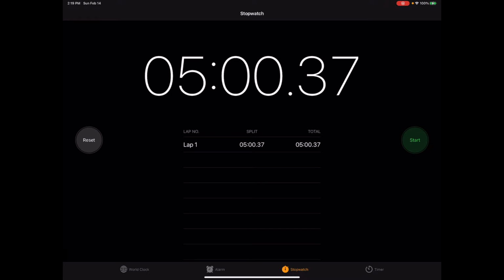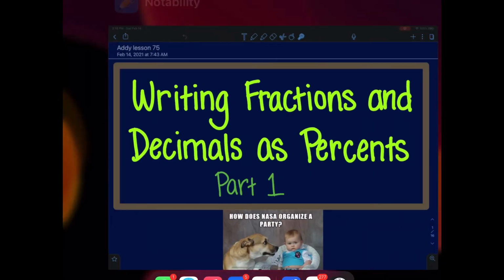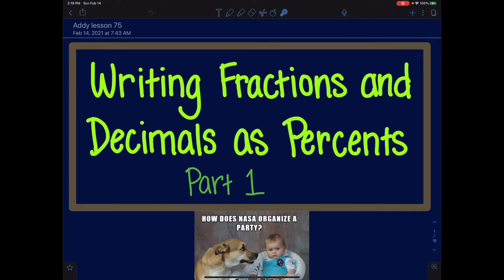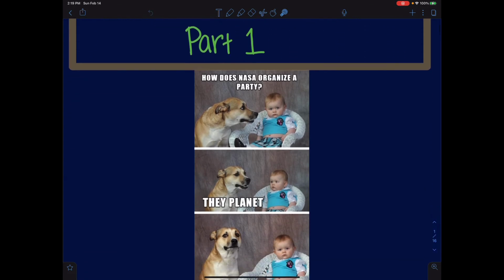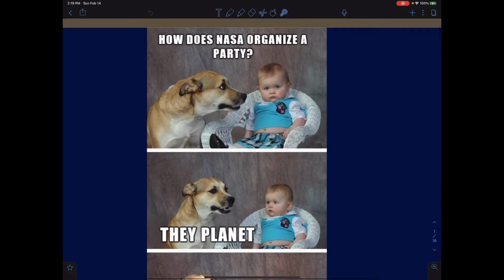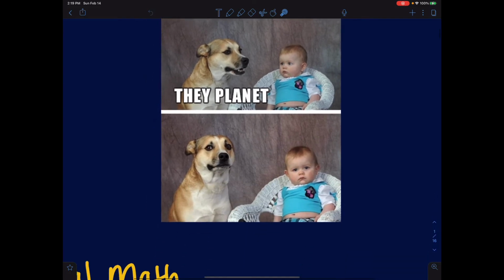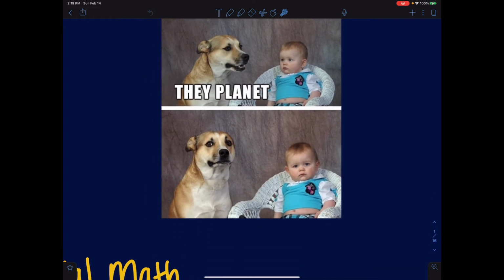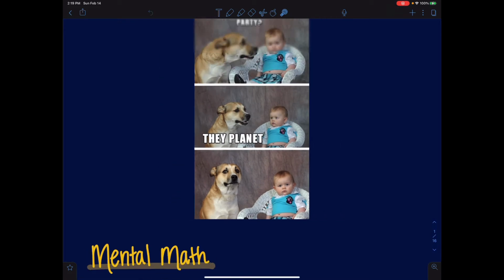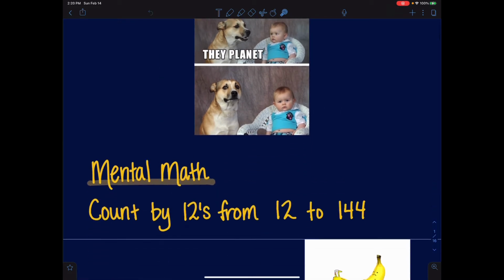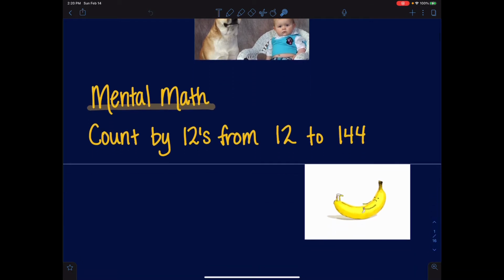Alrighty, I'm going to stop you there, Addy, and we're going to go on to the rest of the lesson, okay? All right, first of all, how does NASA organize a party? They plan it. Look at their faces, too. It makes it even funnier because they're just all serious about it, like that's not funny. Maybe that is how NASA organizes a party. They plan it.